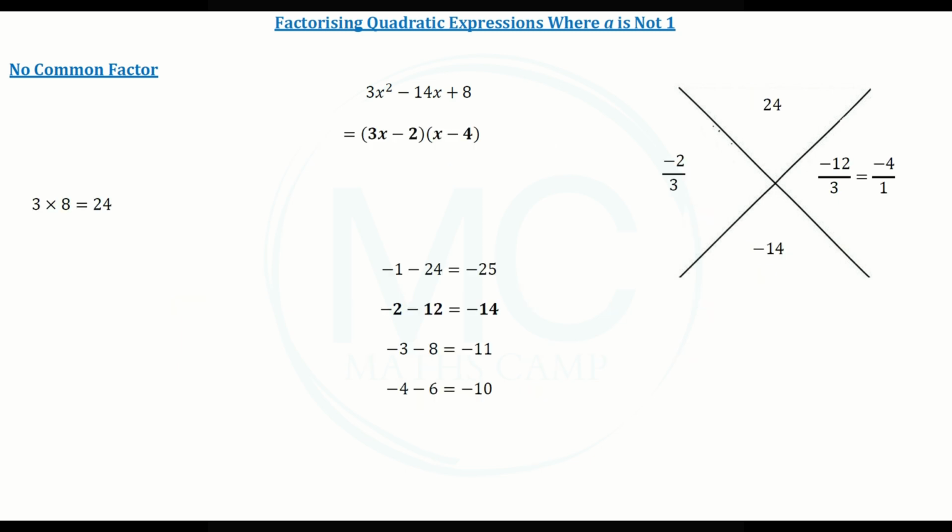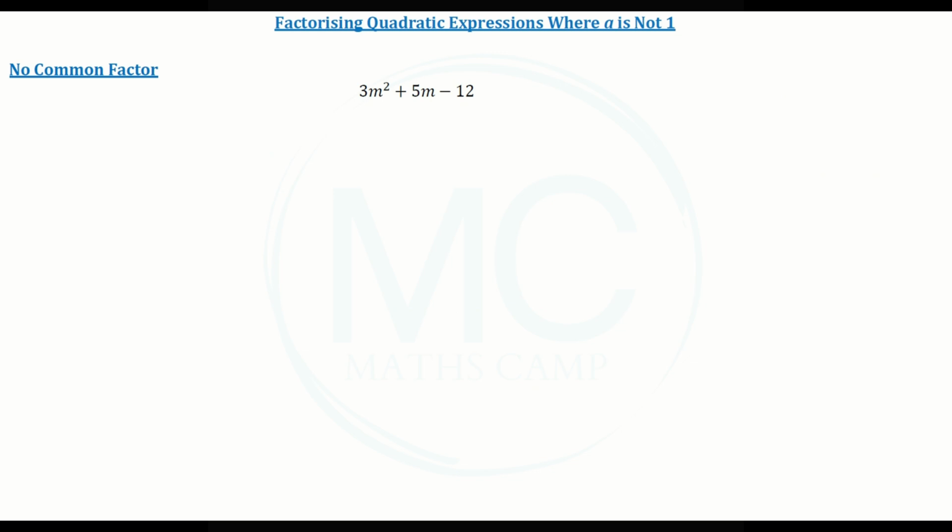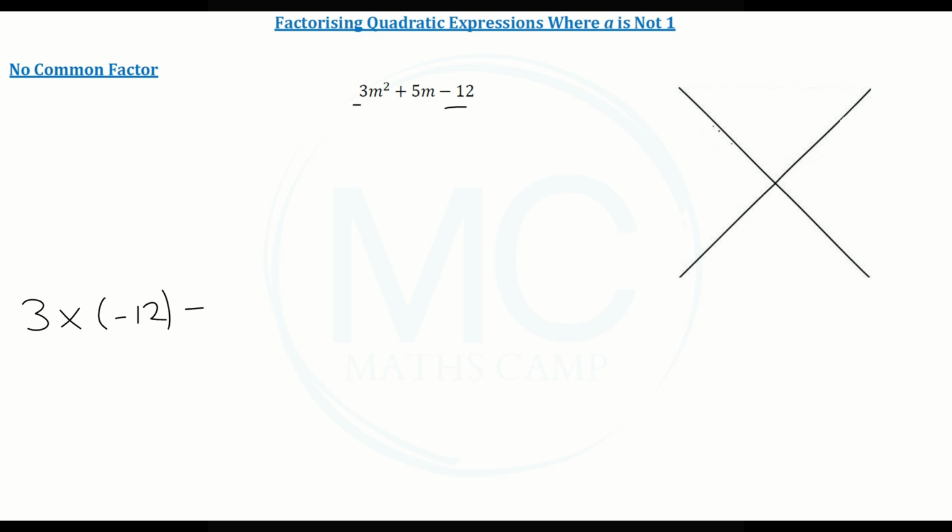Let's do one more example. 3m squared plus 5m minus 12. Let's put in our x. Now let's start by multiplying the coefficient of m squared, which is 3, by -12. So we say 3 multiplied by -12, and we get -36. Let's put -36 up here. The coefficient of the middle term is 5. So we put 5 over here.